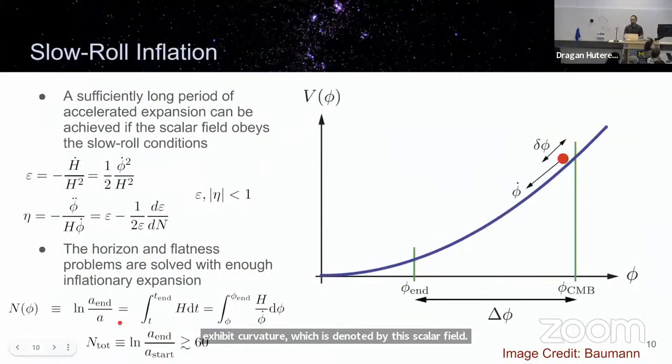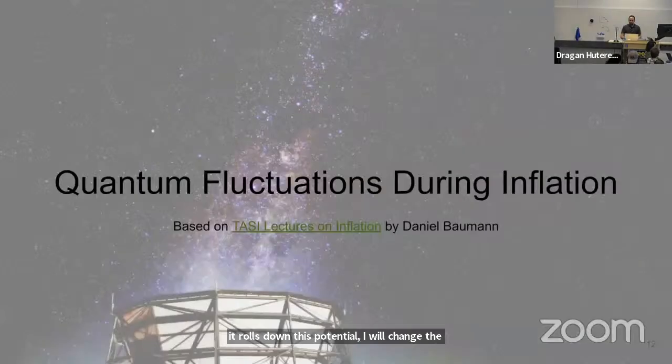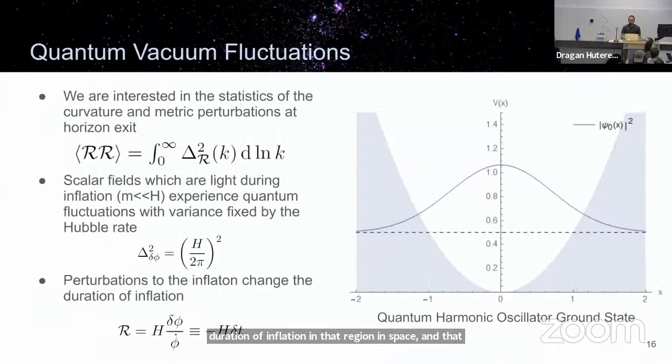So the basic idea is shown in any one of these diagrams, but this scalar field phi experiences quantum fluctuations. Even if it's in this vacuum state, it has quantum fluctuations that are inevitable during inflation. If I change the initial position of this scalar field as it rolls down this potential, I will change the duration of inflation in that region in space, and that translates to a curvature perturbation. And so I can put all of that together.